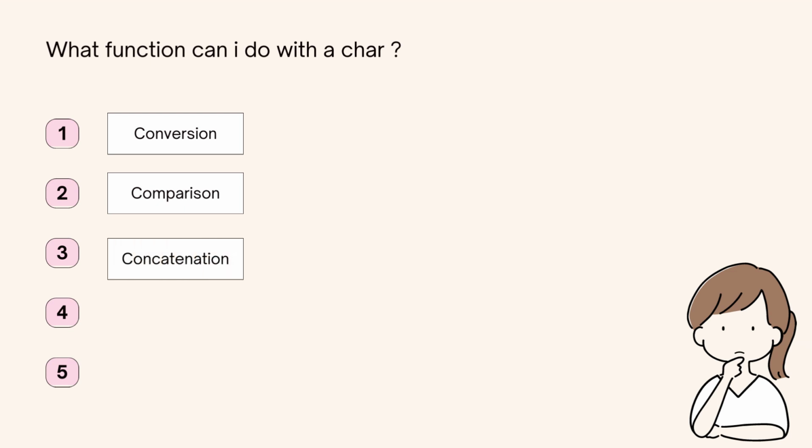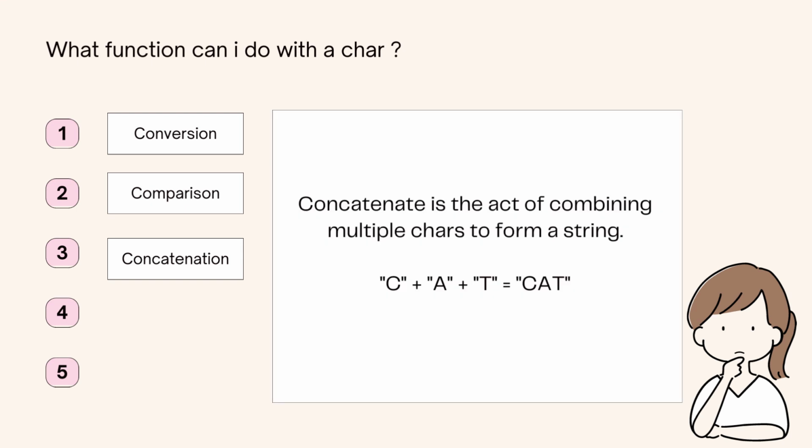Another one we have is concatenation. You probably have seen this as well in Excel when you have multiple cells and you try to concatenate them so they will form one sentence. This behaves the same way with chars. You are able to combine multiple characters to form one new string, like in the example earlier where we said C plus A plus T, it will form cat.